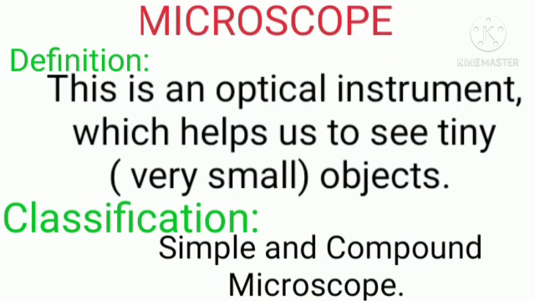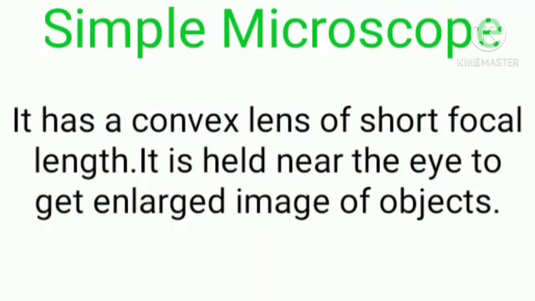This is an optical instrument which helps us to see tiny, that is very small, objects. Classification of a microscope. It is classified into two. One is simple microscope and another one is compound microscope. Simple microscope. It has a convex lens of short focal length. It is held near the eye to get an enlarged image of objects.